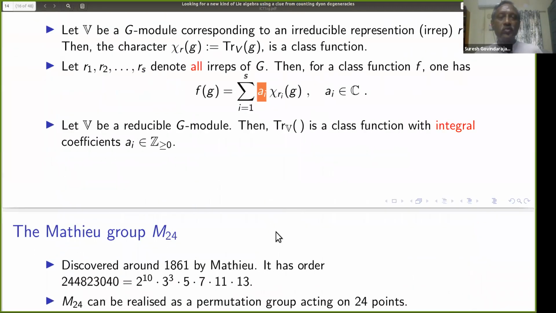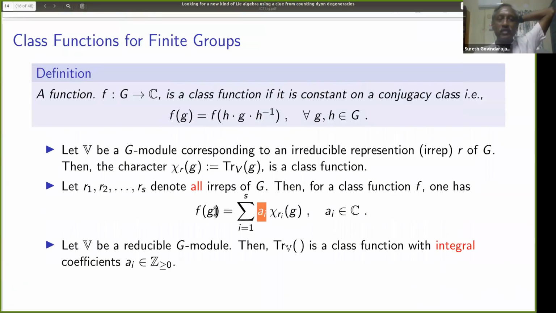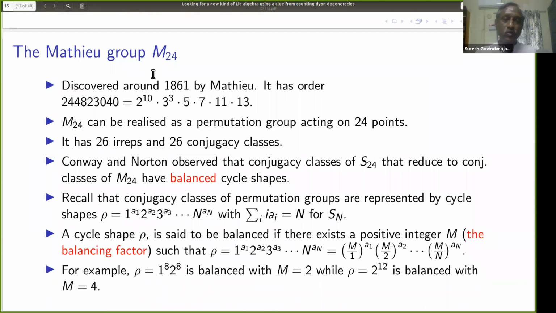So what I'm going to do is phrase moonshine, Mathieu moonshine, as giving you class functions for conjugacy classes of a group, which we call the Mathieu group M24. It was discovered around 1861 by Mathieu. Mathieu was a mathematical physicist, and people did not believe that there could be these sporadic simple groups. It took him many, many decades to convince the mathematical community that this group exists. He found not just M24, he found a few more: M23, M12, M11, and so on and so forth.